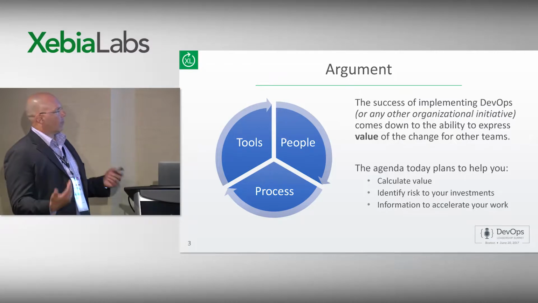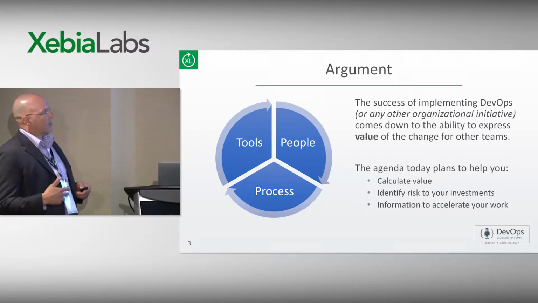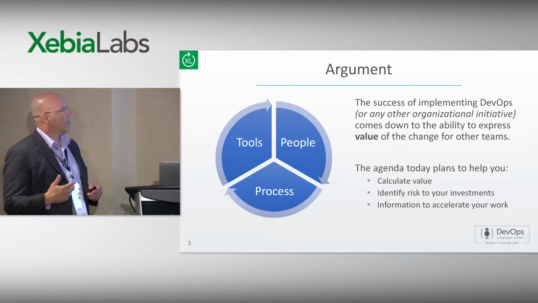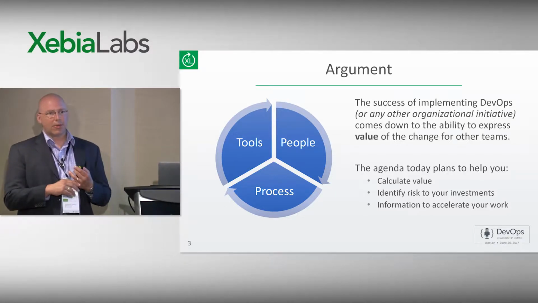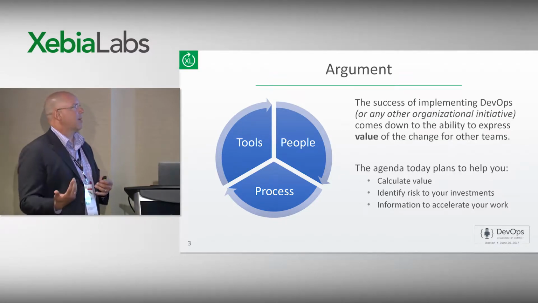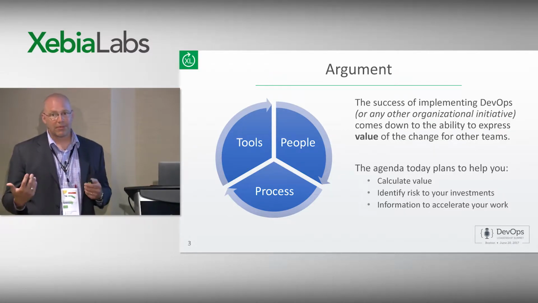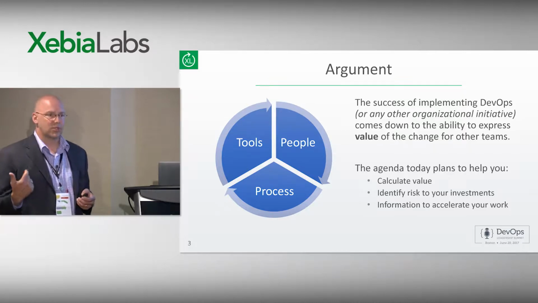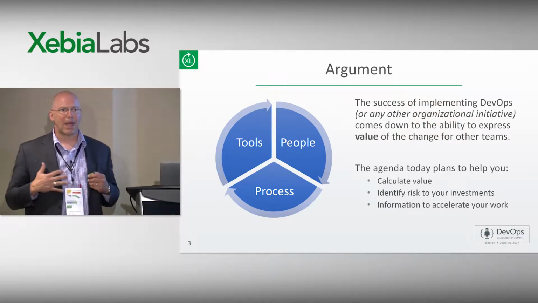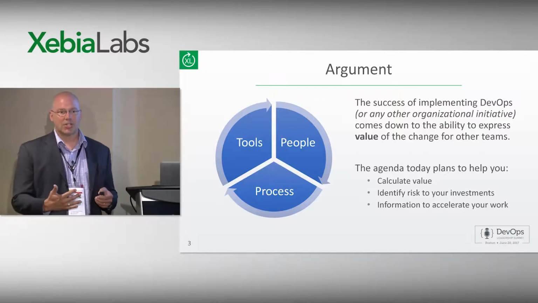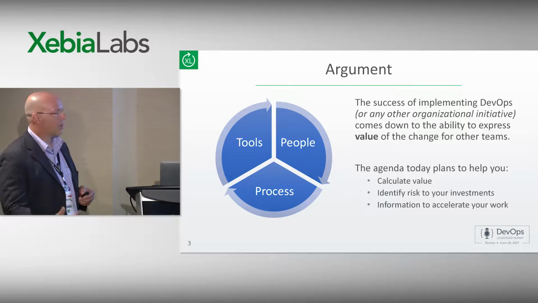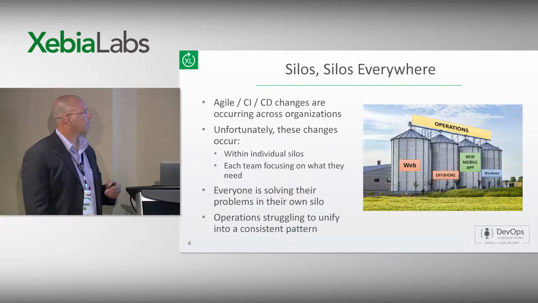The argument here for all of this is that the success of implementing DevOps or anything else is the ability to express value. So we're going to do a deep dive into how to calculate value and how to identify risk to your investments. You're making investments, and it's not just in terms of money. For some of you, it's your career. You're saying, I'm going to put my name on the line. I want to change our organization to do X, Y, Z. That's a big risk. And then how to help accelerate your work.